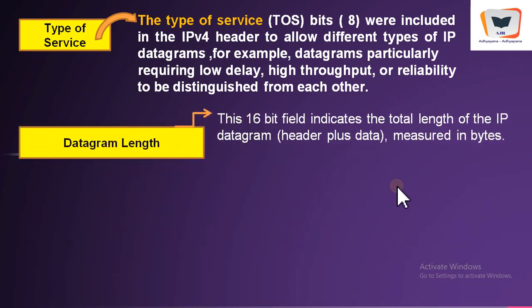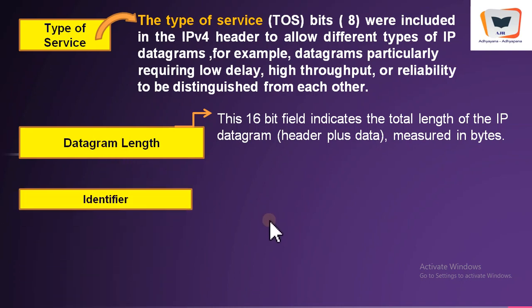Datagram length. This 16-bit field indicates the total length of the IP datagram, header plus data, measured in bytes. Being 16 bits long, the maximum size of the datagram could be 2 to the power of 16 minus 1, which happens to be 65,535 bytes. However, datagrams are rarely larger than 1,500 bytes. But anyway, there is a facility to accommodate even longer datagrams and also to indicate the same.